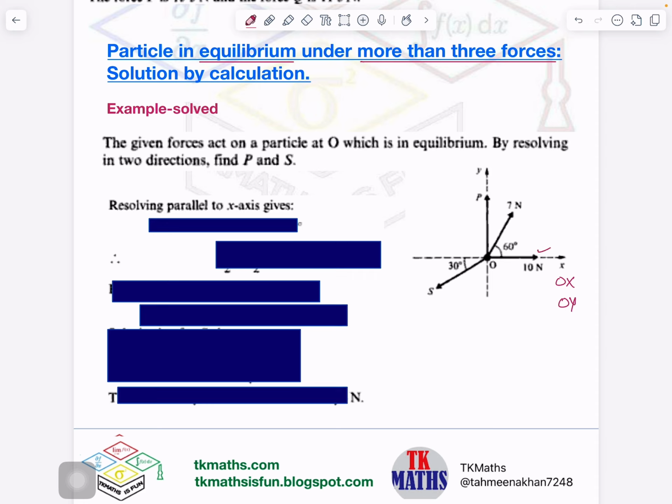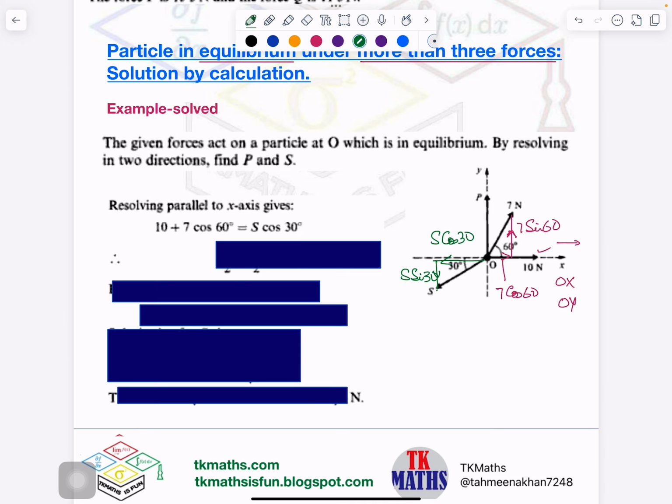If you see it is 10 Newton in this direction, this 7 Newton you will resolve into x-axis and y-axis. This will become your 7 cos 60, and this along y-axis will become 7 sin 60. Similarly, this S Newton, it will have direction here and down. So this will be S cos 30 and this will be S sin 30. Right?